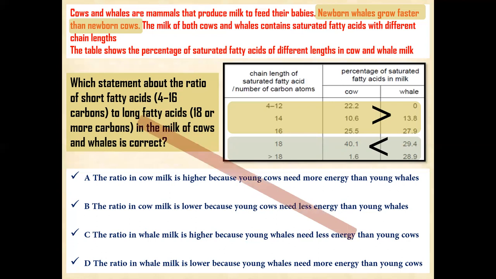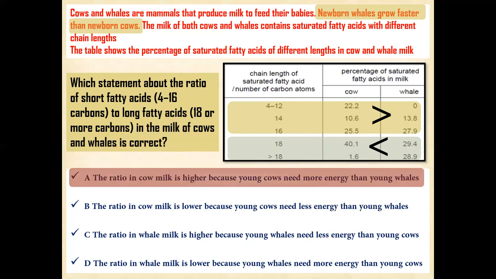In the first statement, the ratio in the cow milk is higher because the young cow needs more energy than the young whale. Now in this statement, the young cow needs more energy. But in the question statement, it is given that the newborn whale is growing faster. So this statement is against the question statement. That's why the word more is wrong. We're going to move to the next statement, B.